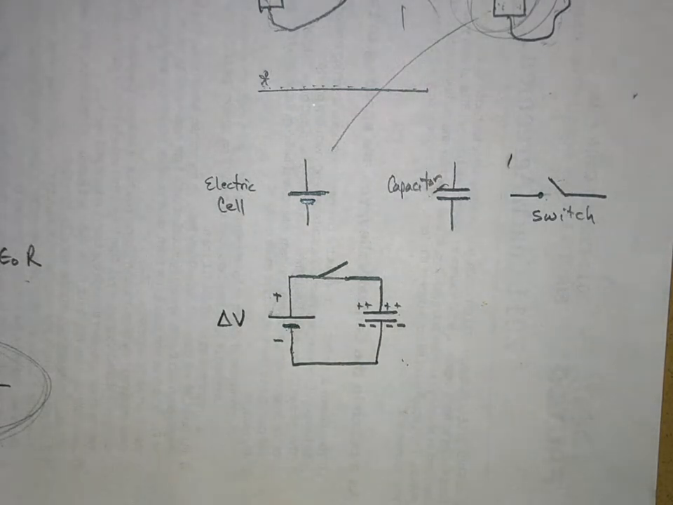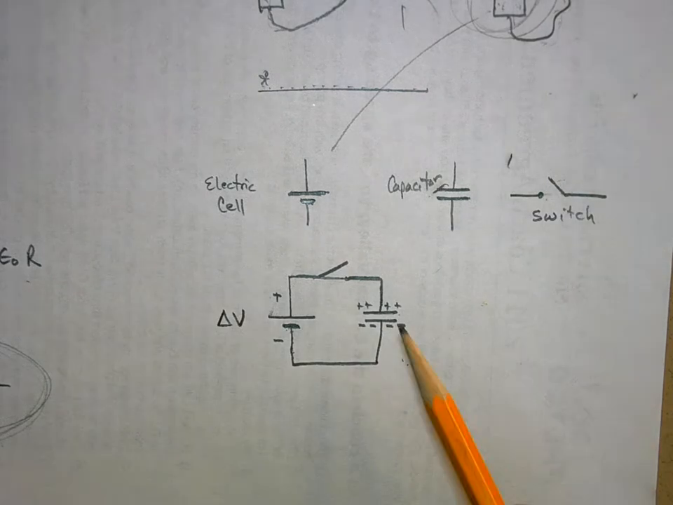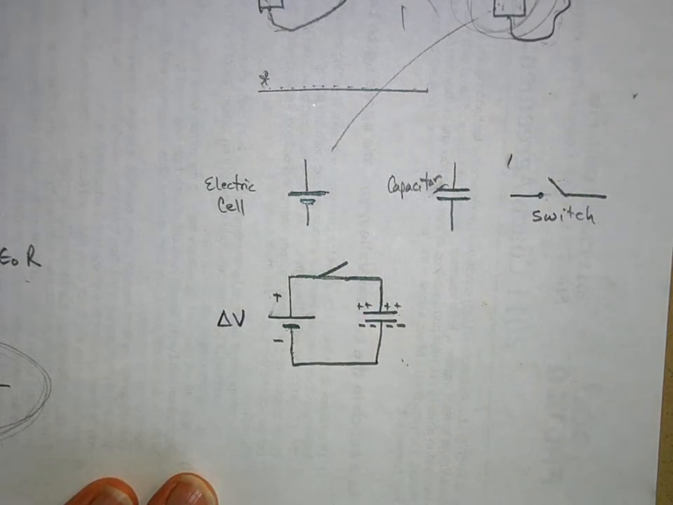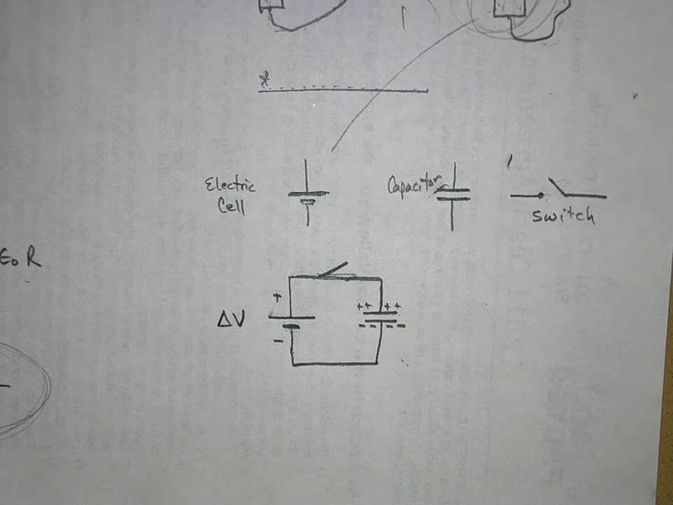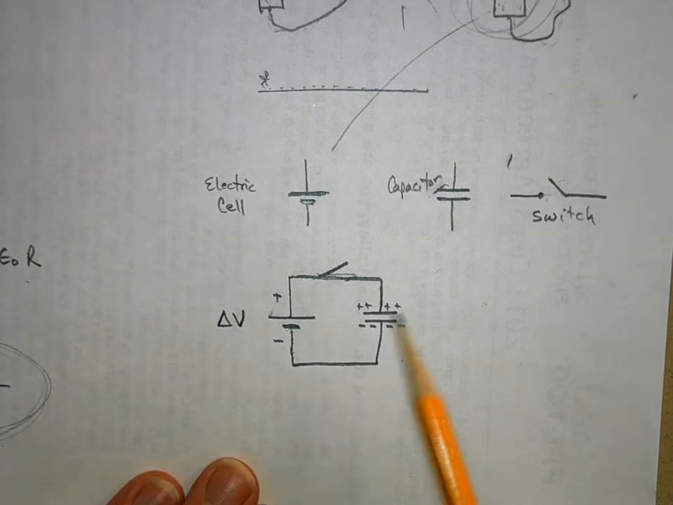So what we're going to do in these problems is we're going to close the switch and we're going to wait until there's no more current in the circuit. And we now have reestablished an electrostatic condition. That is, there's no more flow of charge. So you close this, you wait a few seconds, and then you come back, and now this is full. There's no more charge flowing in the circuit.